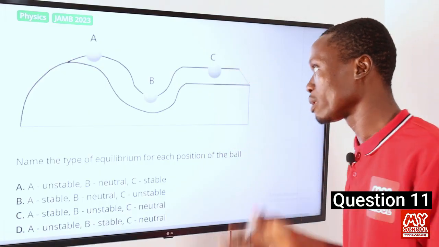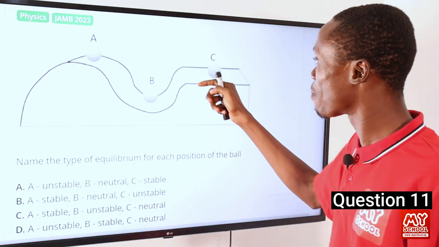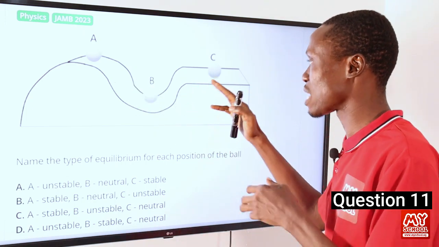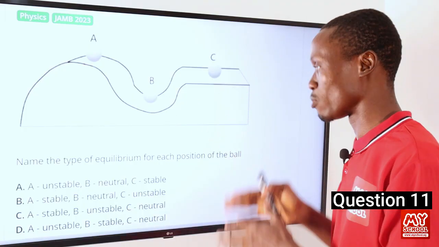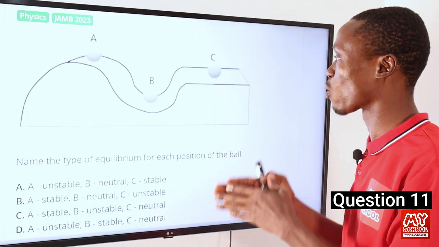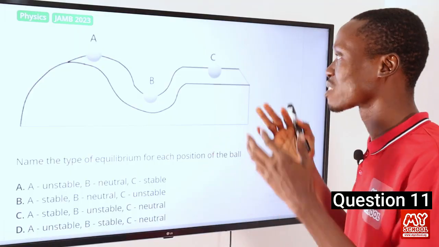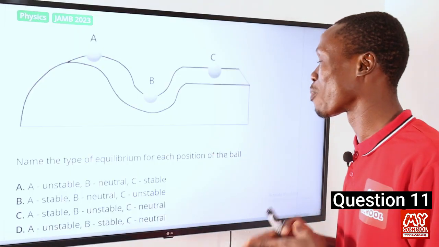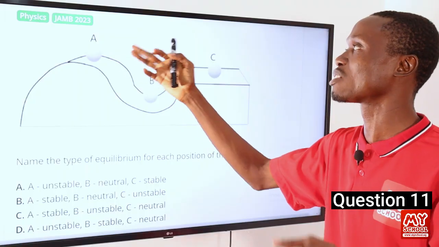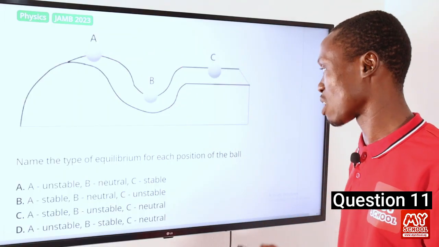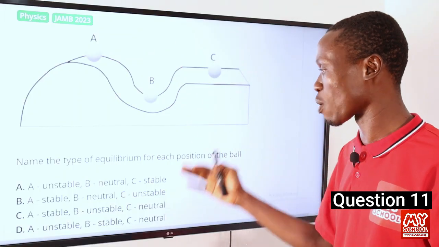For ball B, if you look at ball B carefully, ball B is in a slope. On slight displacement, ball B will still return back to its original position. Such a type of equilibrium is referred to as stable equilibrium. That leaves us with ball A as being unstable equilibrium. On slight displacement, it will move away from its original position. So the correct option to this question is option D.